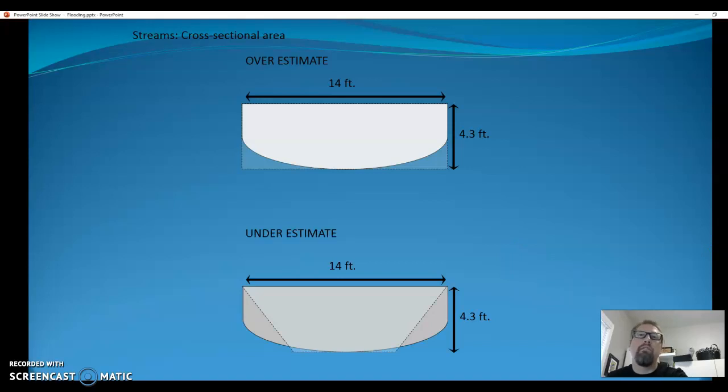All right, so we may be tempted to do some other geometric shapes. I'm sure you've taken some geometry where you've taken an irregular object and tried to make it into geometric shapes and use math to do that. But in this case, if we did something like this, this would give us an underestimate.